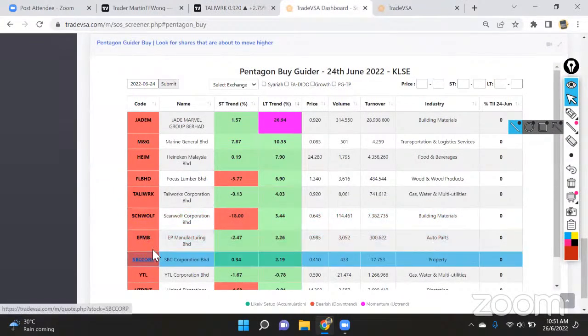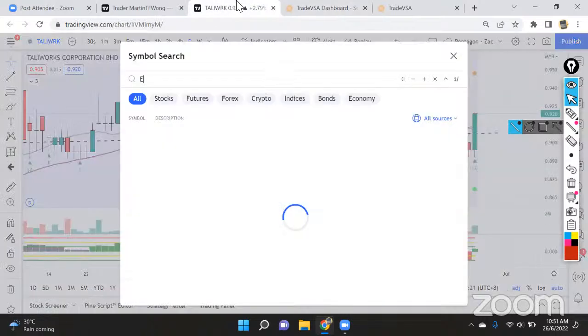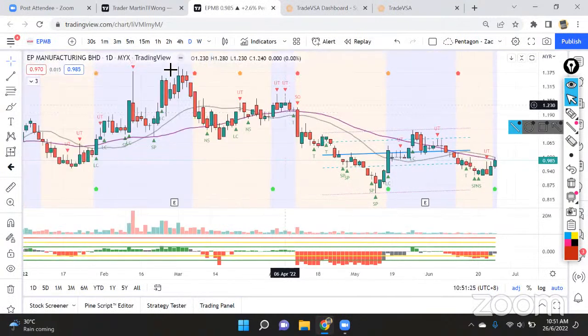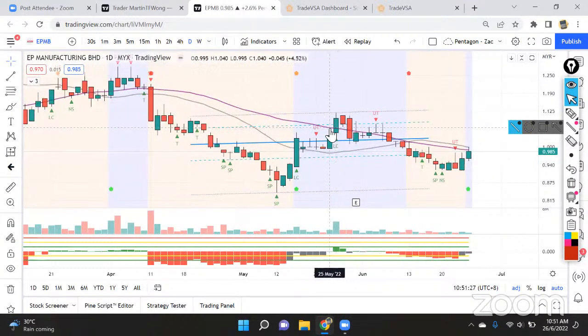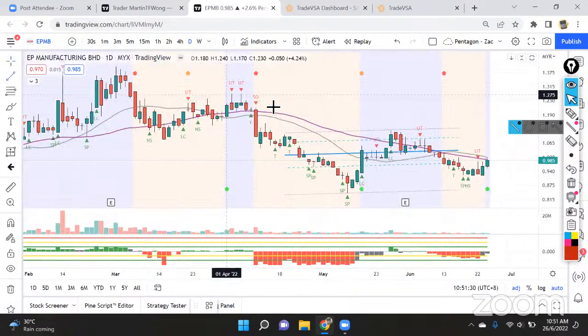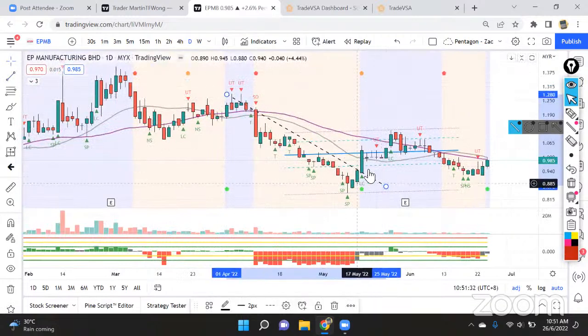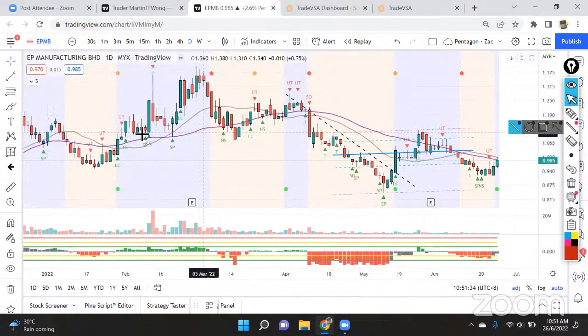Okay, thank you, Stu. Let's look into EPMB. If you've got any counter, just let me know, I will take a look as well. On the daily chart, I think the change of trend is happening from here. It goes up. Notice here, this is the resistance.